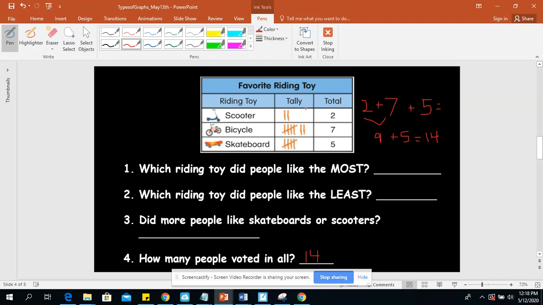And we can double check our answer by counting all these tally marks. Let's start with the groups of 5, and then we can count by ones. 5, 10, 11, 12, 13, 14. We're correct. 14 people voted in all. Awesome job, boys and girls. So this was an example of a tally chart.